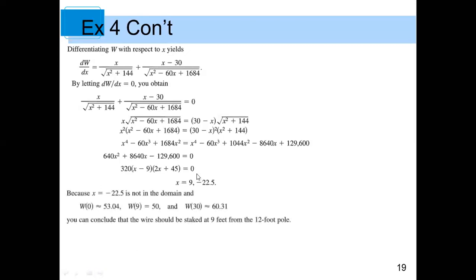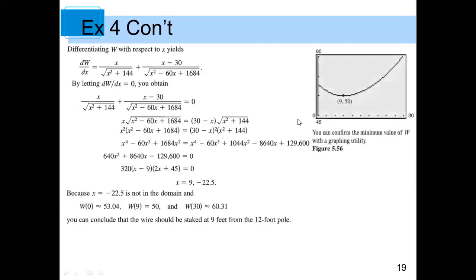So if I test the endpoints, it's not really going to work, because at 0 you have 53.04, and at 30 you have 60.31. If you're at 9, though, the wire is going to be 50 feet long, and you can conclude that the wire should be placed 9 feet away from the 12-foot pole, and the length of the wire you're going to need is going to be 50 feet. All right, and graphing the wire equation, it'll be kind of like a parabola, and you'll see that the minimum is at (9, 50).